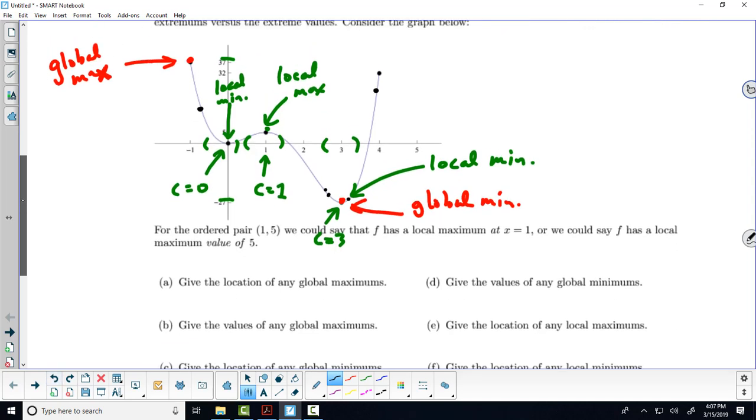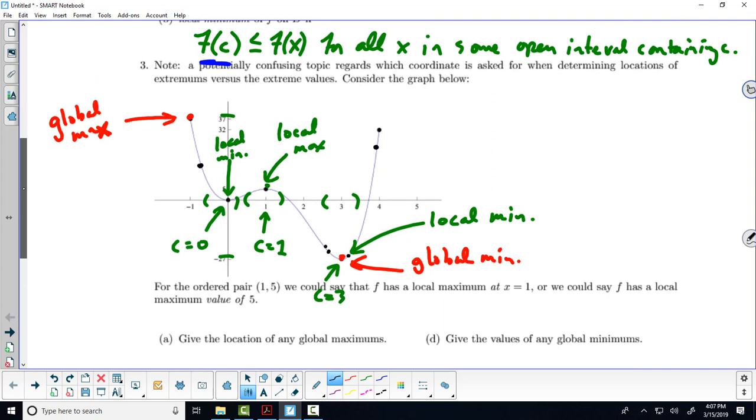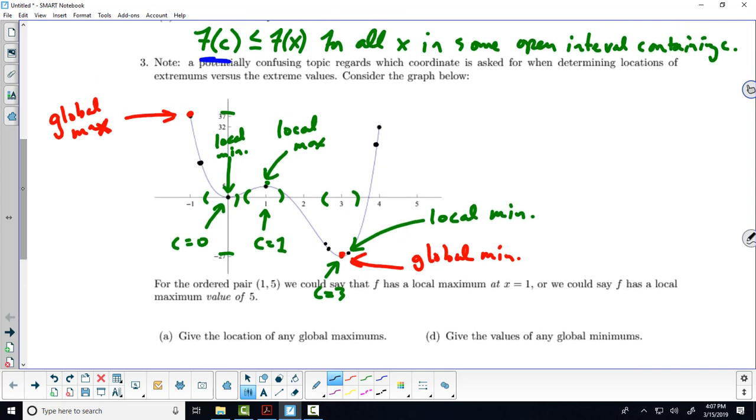Okay. So hopefully that clarifies the difference between a global max and a local max, and a global min and a local min. To summarize, to be a global max, you have to be the greatest point in the entire domain of the function. So this is a global max because there are no other y values in the function larger than it. To be a local max, like we have here, you just have to be able to construct some open interval for which that particular x value returns the highest y value in that interval.